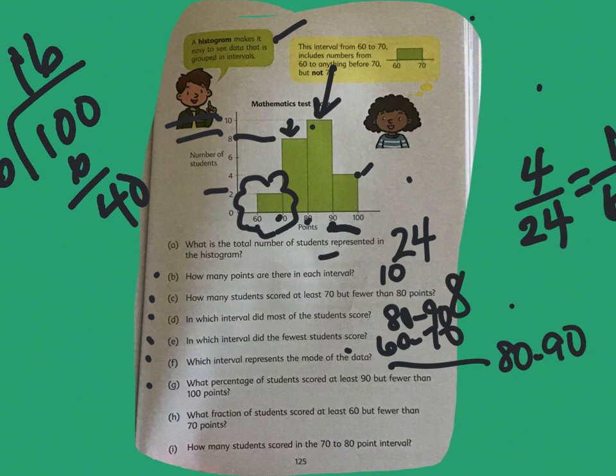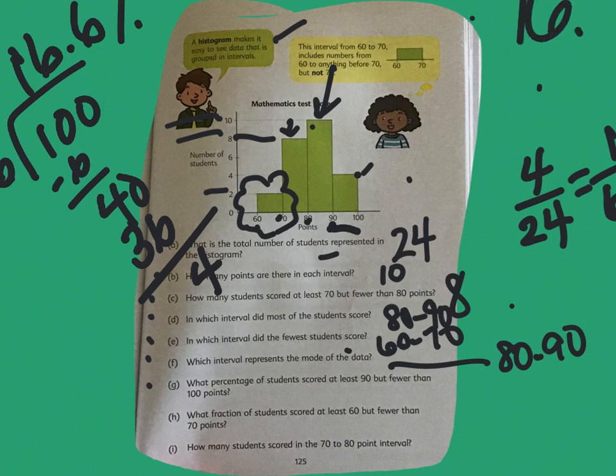1 times 6 is 6. Subtract 4, bring down the 0. 6 goes into 40 6 times, 36. Subtract, 0.6. So it's 16.6. The percent is 16.6%.